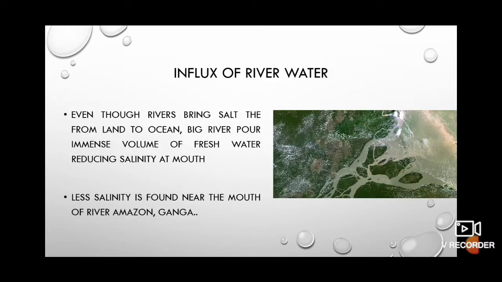The third controlling factor is the influx of river water. We already discussed that rivers are the major source of ocean salinity. Even though rivers bring salt from land to ocean, big rivers pour an immense volume of water into the oceans, and thus the salinity is reduced at their mouths. You can find low salinity near the mouths of the River Ganga, River Congo, Amazon, Ural, Volga, and many such vast mighty rivers.